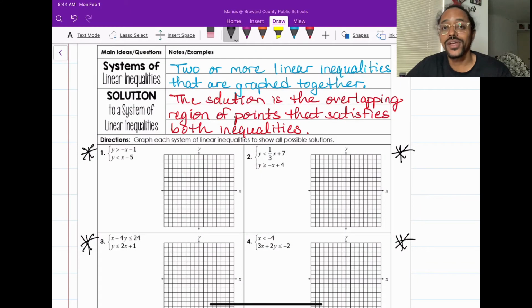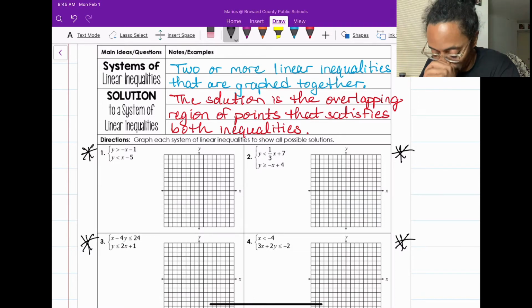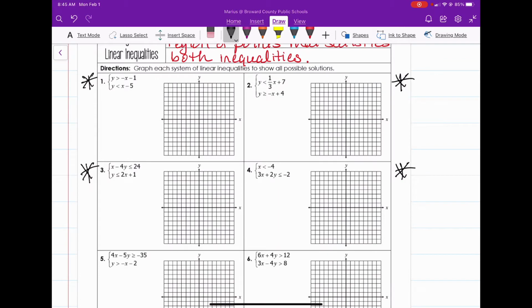Today's math lesson will be about solving systems of linear inequalities by graphing. Okay, so let's go ahead and take a look. Now, systems of linear inequalities are simply two or more linear inequalities that are graphed together. And the solution is the overlapping region of points that satisfies both inequalities. So let's take a look at what that looks like graphically. Let's take a look at number one.